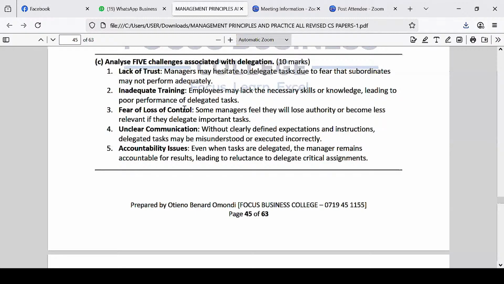So talk about accountability issues: the person who delegates the task is still accountable for the task, even if the junior does it wrongly. So that's another challenge in our delegation. I hope those challenges are understood.